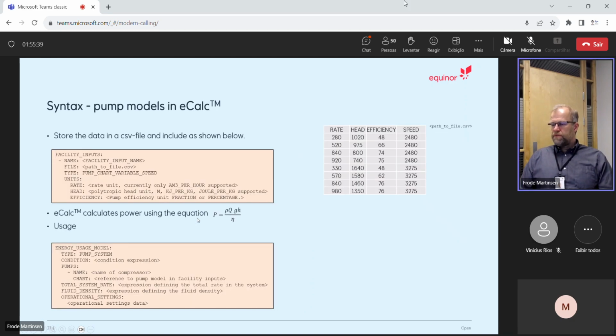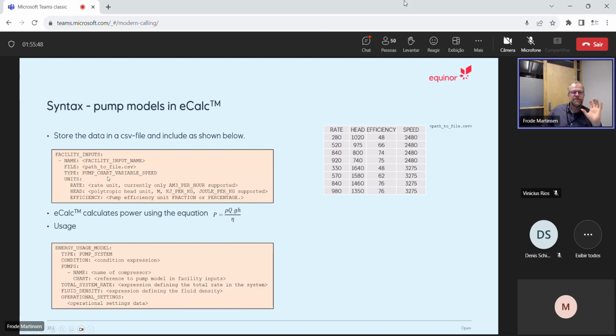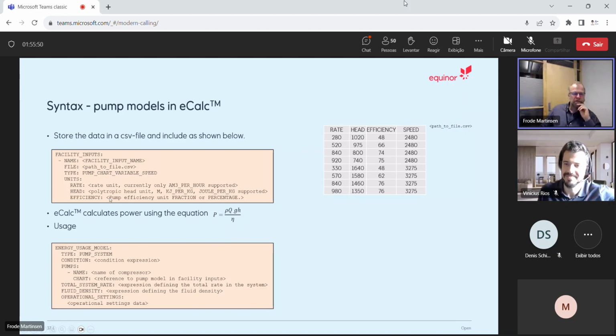And then over to the syntax part. This is the last slide for today. I think Vinicius should have stopped me 10 minutes ago. This is just a syntax part, how we write it for lookup. This is an example of a variable speed pump chart. So you have a speed in the last column. You see the first four lines have the same speed, the last four lines have the same speed. And the rates here, two sections, you could plot this.